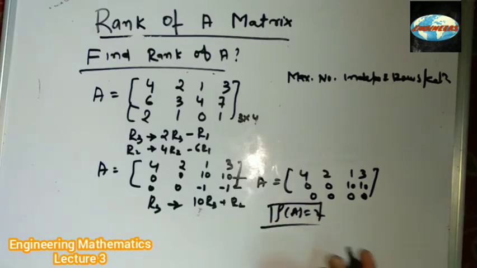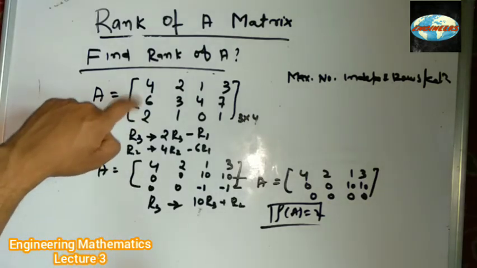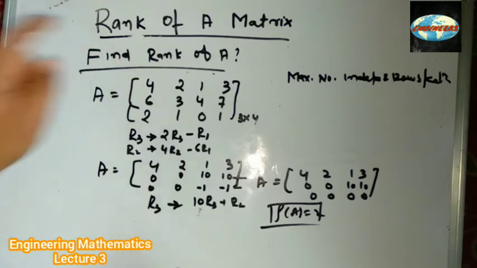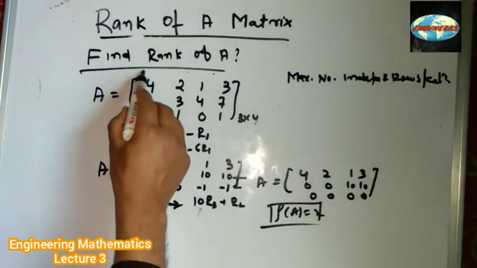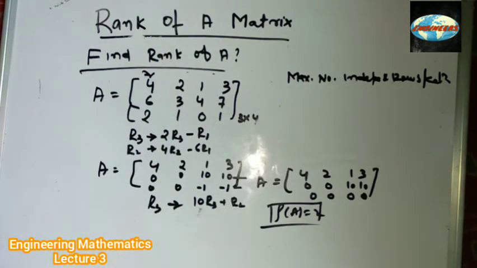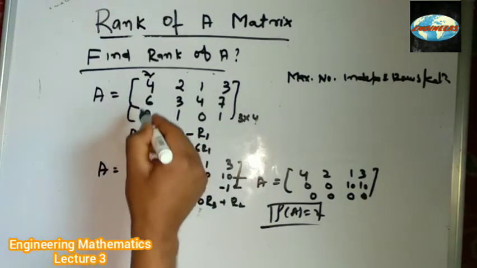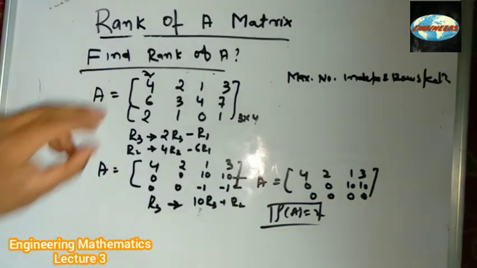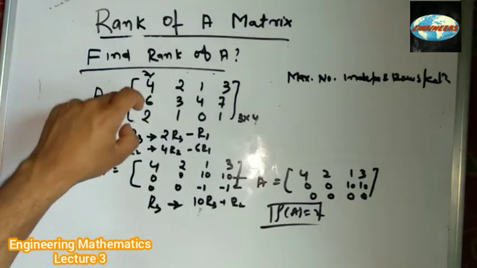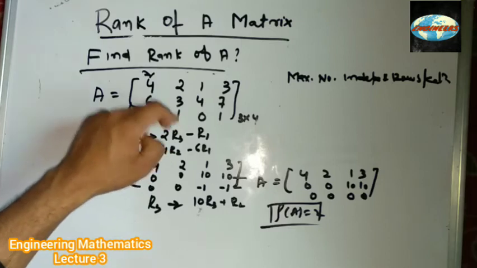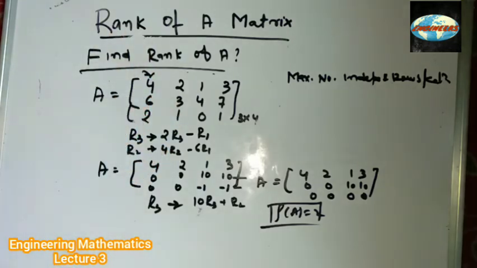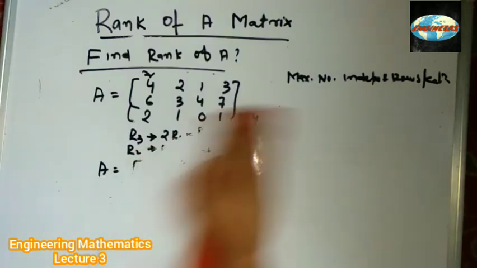Okay, in the first step, try to make these two elements 0 with the help of row 1. Use row 1 to make these two elements 0, and then apply an operation between these two rows and try to make these elements 0. If it is possible, these will ultimately become 0, and if it is not possible, the rank will be equal to 3. Okay, I hope this is clear.